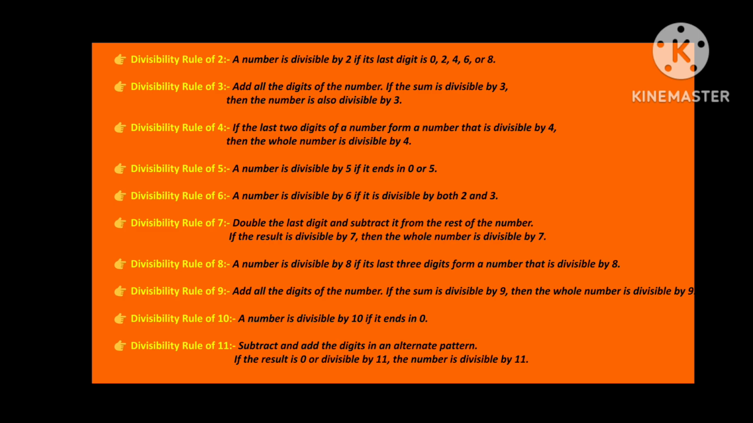Divisibility rule of 2: a number is divisible by 2 if its last digit is 0, 2, 4, 6 or 8. Divisibility rule of 5: a number is divisible by 5 if it ends in 0 or 5. Divisibility rule of 10: a number is divisible by 10 if it ends with 0.